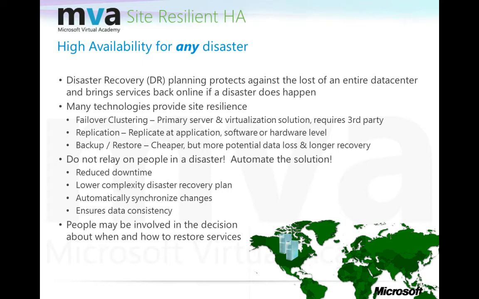This could be faster, reducing the amount of downtime. It can simplify the complexity of the plan. It can automatically synchronize the changes between the sites to ensure data consistency. Now, oftentimes people may need to be involved in the decision about when and how to restore the services. But when there's a critical outage, it's often best to just get the services up and running and then deal with some of the smaller problems later.